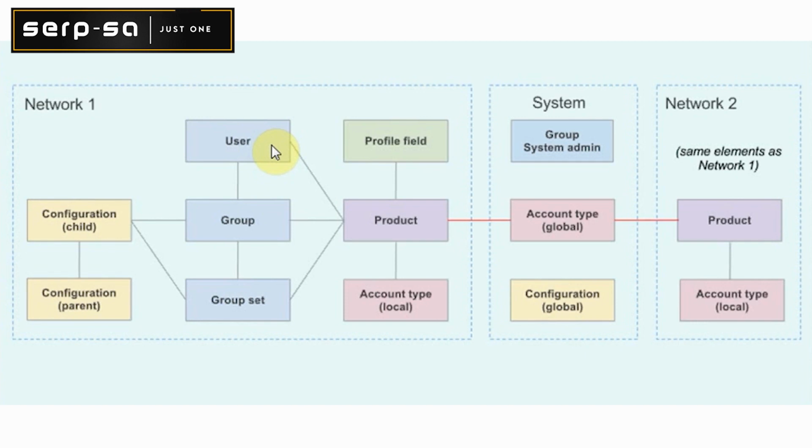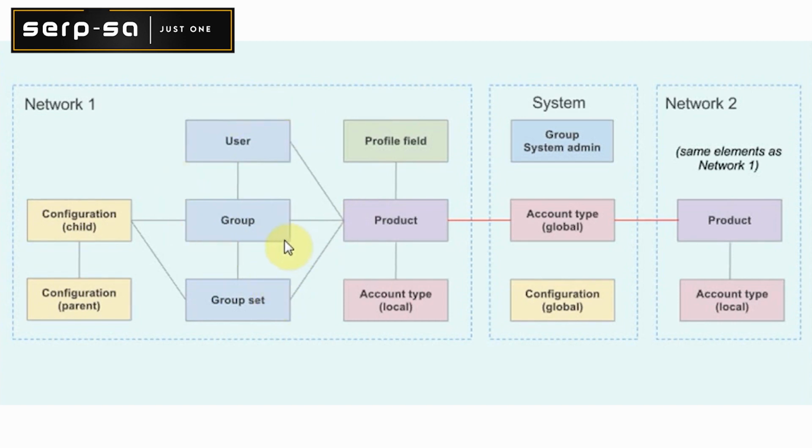Well, as I already said a little bit, the permissions of users are given through products. For example, if we want a user to have a certain profile field, for example, birthday, we attach the profile field to the product, and then we can attach this product to a user. If we attach this product to a user, then only this user will have this profile field. If we had attached this product to a group, then all users in this group would have had this profile field, and the same counts for the group set.